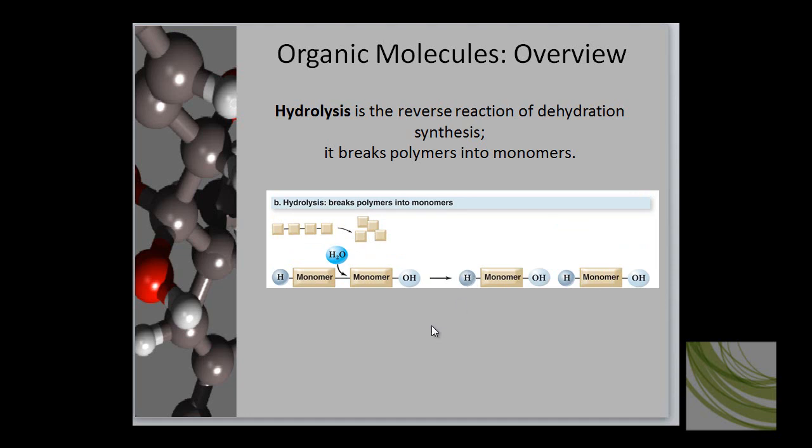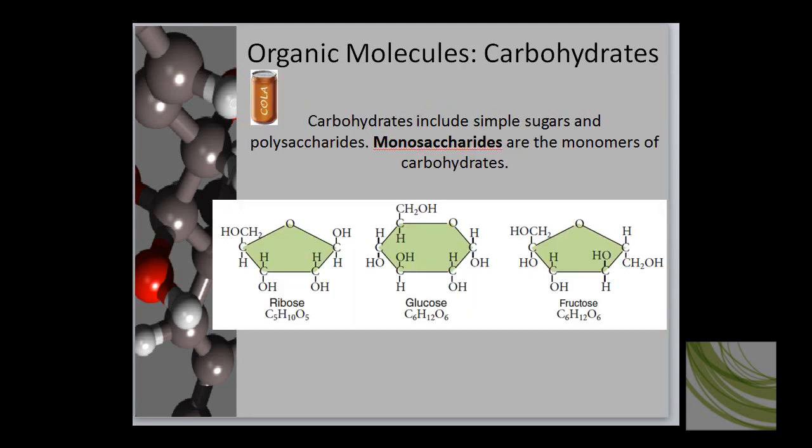Here is hydrolysis. Hydro means water, lysis means to break apart. So if you take a molecule of water and add it to a polymer, it will take this polymer and split it into two separate monomers. So H2O, here's an OH and there's an H, and now we have two individual monomers. Those are two very important reactions.